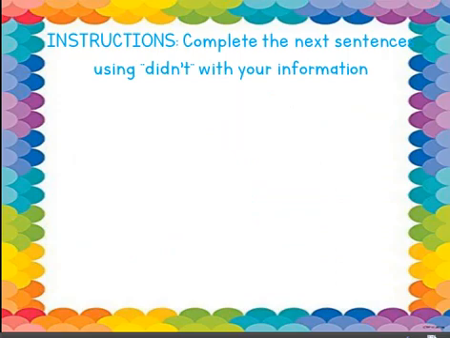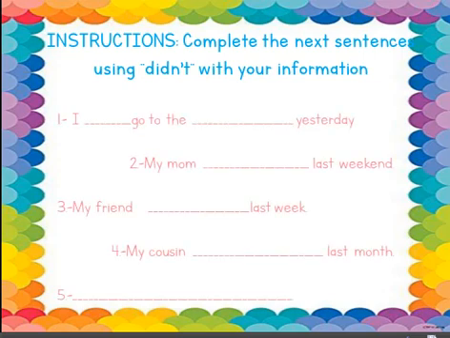Very good. So let's have an exercise. And we have instructions. Complete the sentences using didn't with your information. Over here we have 5 sentences and we have some blank spaces. So what you have to do is read the sentences and complete them with ideas that are real for you or with something that sounds logical.